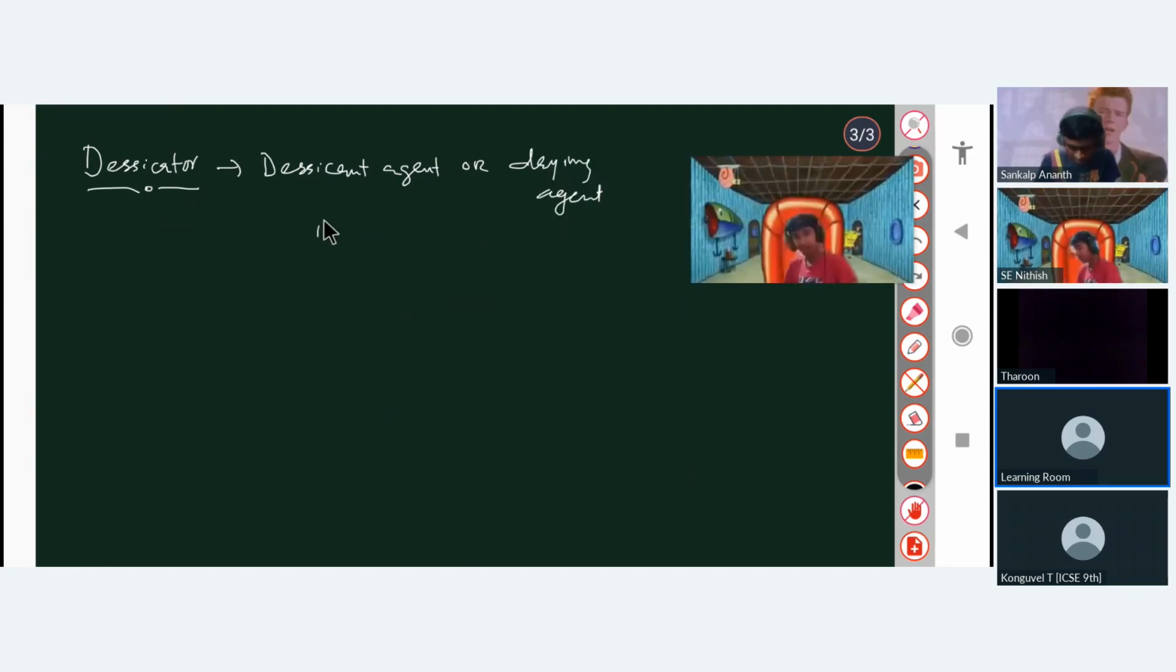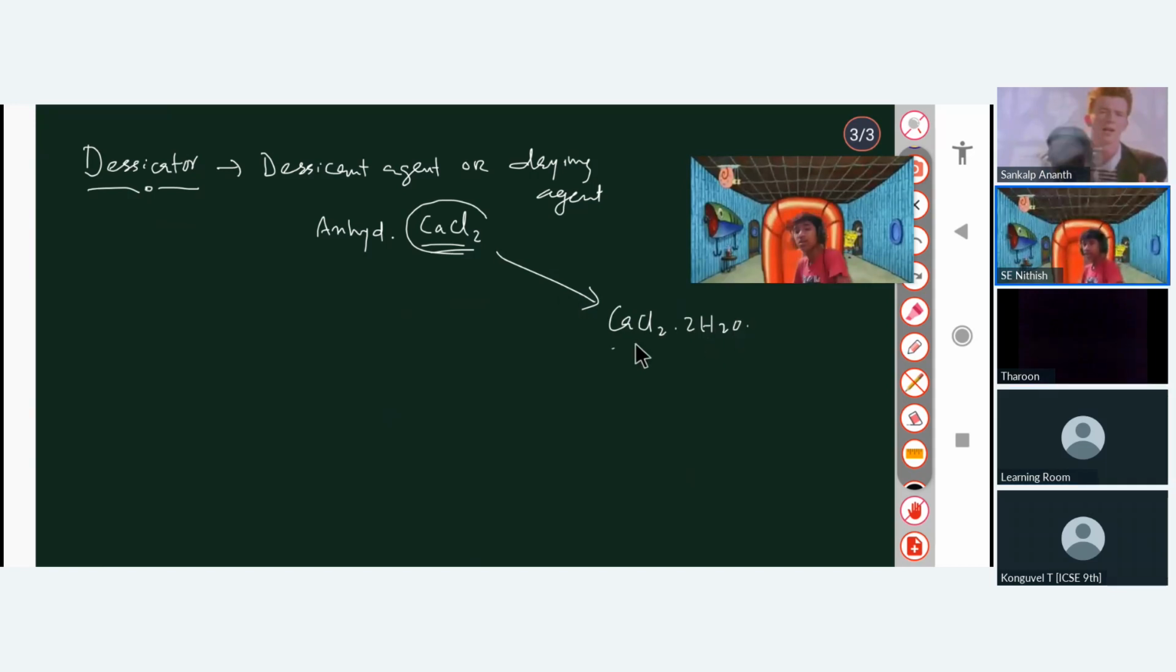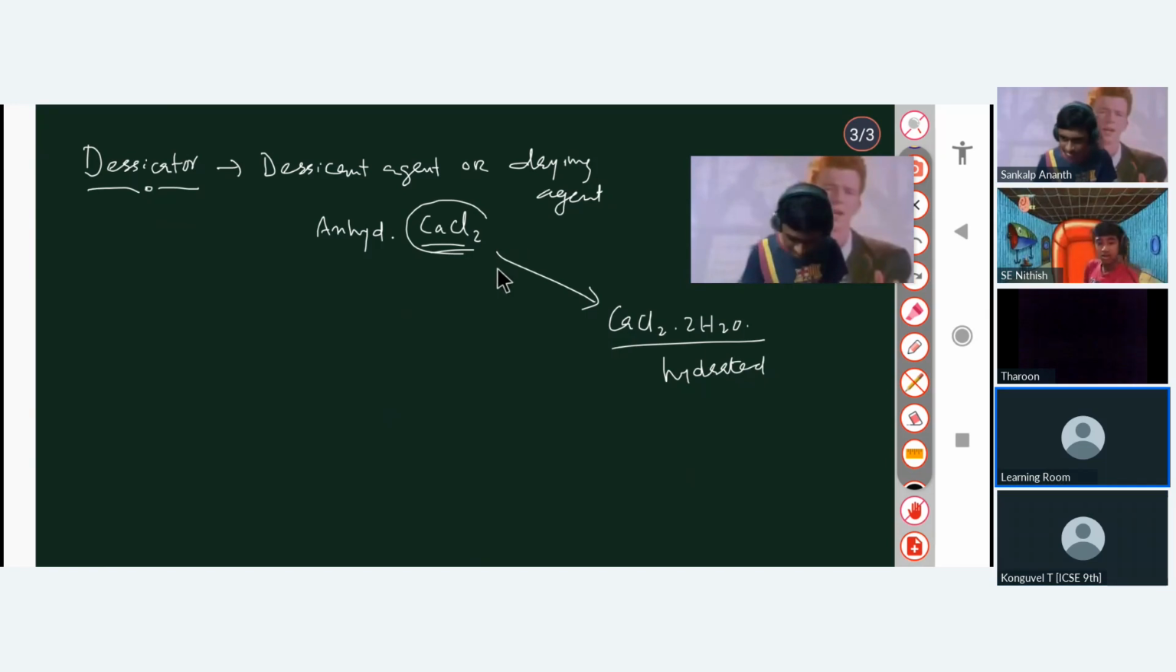So the drying agent is definitely anhydrous calcium chloride. Because whenever it is exposed and absorbs moisture, it gets converted to calcium chloride dihydrate, CaCl2·2H2O. That means it converts from anhydrous to hydrate. That is why it absorbs moisture. So that's the salt which is present in the desiccator.